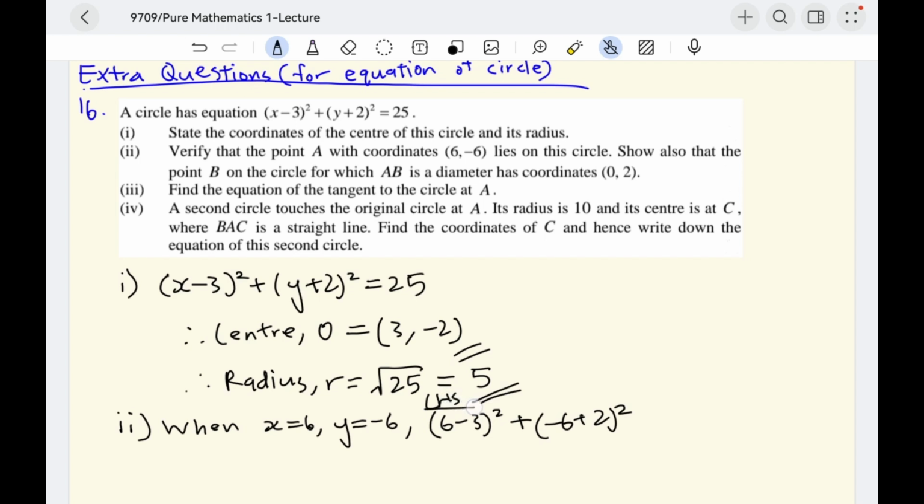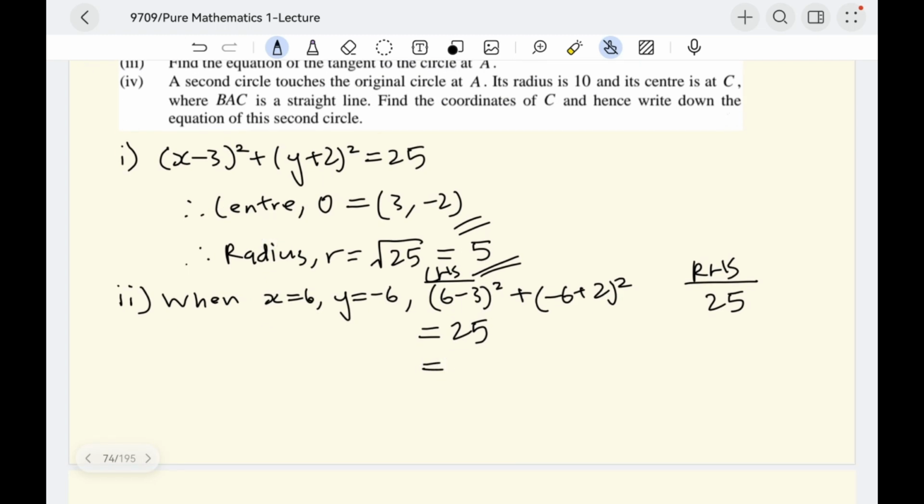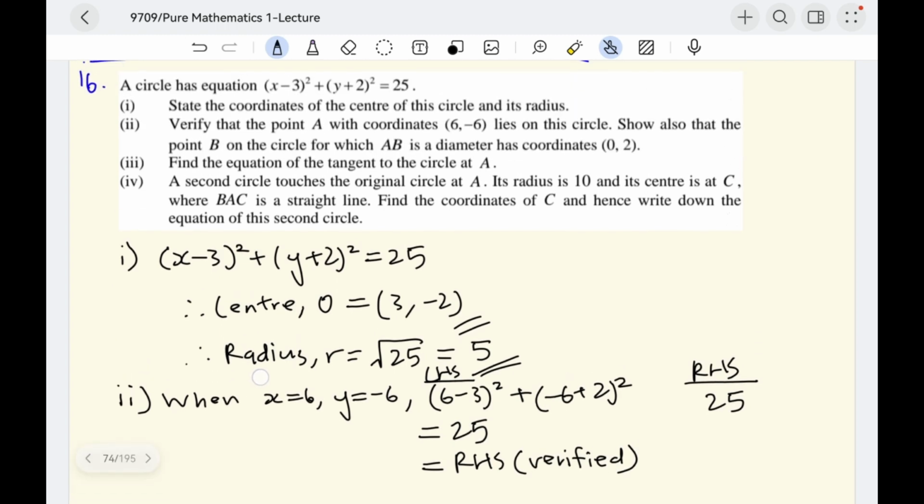Let it become the left hand side and the right hand side of the equation. The right hand side of the equation is 25. Substitute the x and y coordinates from point A into the left hand side of the equation, and use your calculator. By right, you should get the same numerical value as the right hand side. So you can conclude that the left hand side equals the right hand side. Therefore, you have successfully verified that the point A lies on the circumference of this circle.